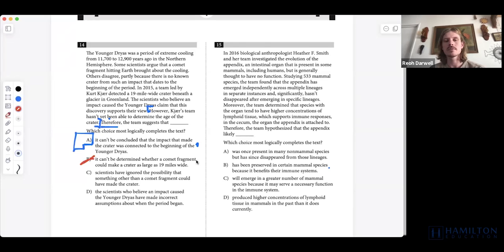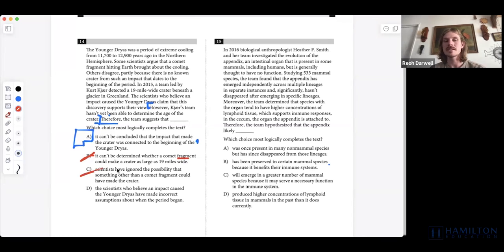B, irrelevant, right? Comet fragment. Okay. C, that's not true, right? They haven't ignored that possibility. It's been debated. And then D would be illogical as well, because that would not connect to anything in the text. The only answer choice which is connected to the text, which is connected to the logic of the text, is A, because it says that ultimately we don't even know if there is correlation, right? Because we don't know the dates. So we cannot say whether there's correlation, which means we cannot even begin to guess if there is causation. Therefore, A.